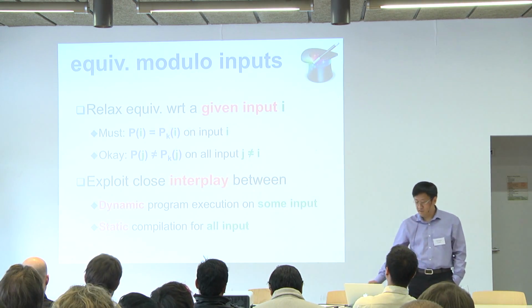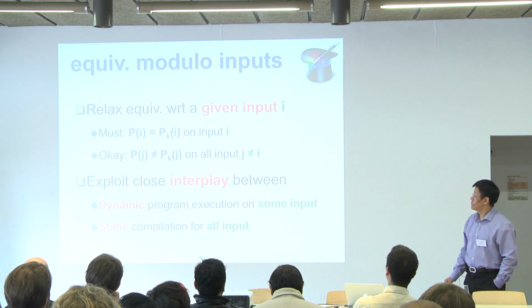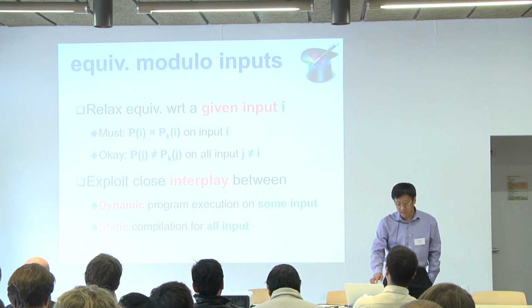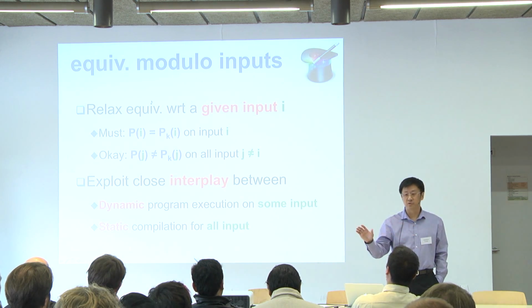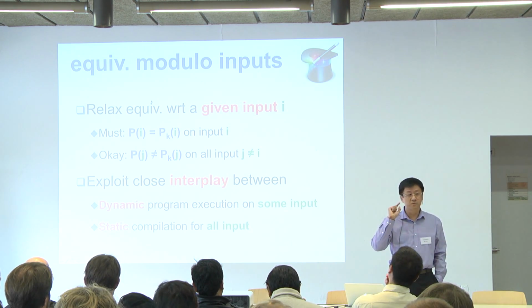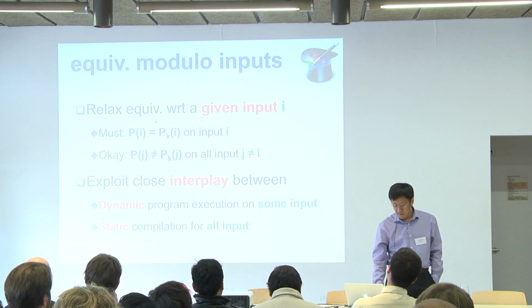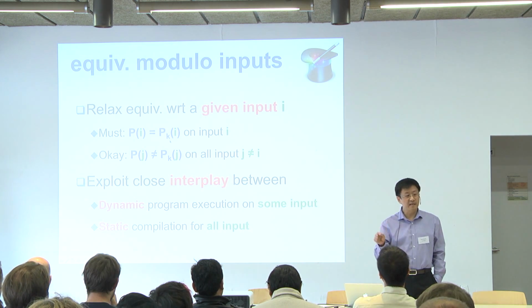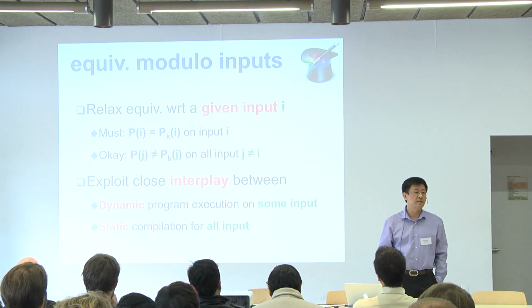So here is the simple idea behind EMI. It's very simple to explain. Why don't we relax the definition of equivalence, not with respect to all possible inputs, but with respect to just some chosen inputs, let's say just one input I. Our requirement is that the variant should behave exactly the same as the original program on this input I, but for all other inputs, we don't really care.